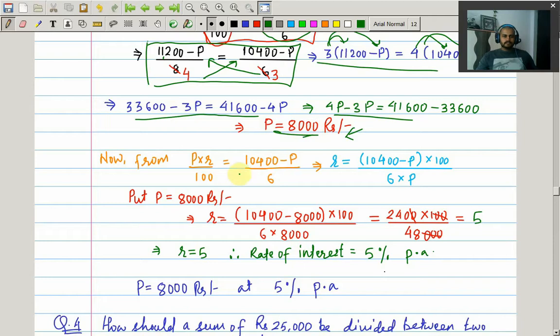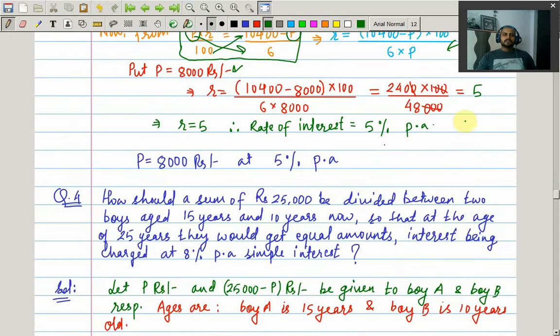You will get 8,000. Now again, from that equation, PR upon 100 equals 10,400 minus p, we have the value of p. We need to find the value of r. Separate this r from this equation. So I've kept this r here, 100 going this side, p coming in the denominator, we get this. Put the value, p is equal to 8,000. Then again simplify, you will get rate is 5%. So this is the conclusion.